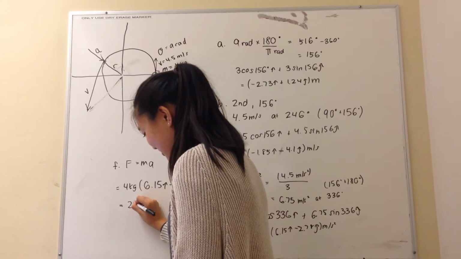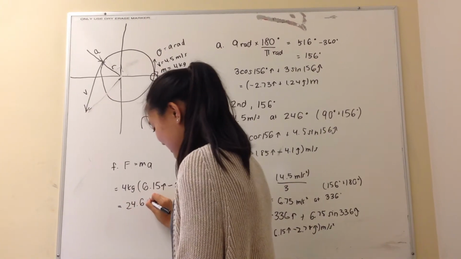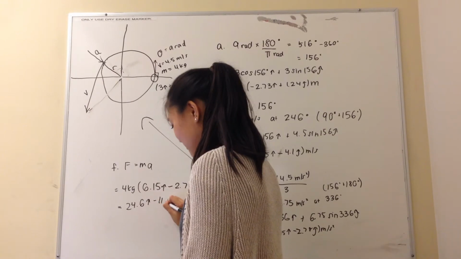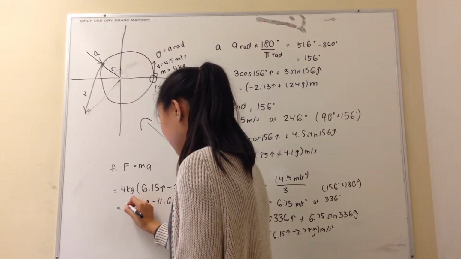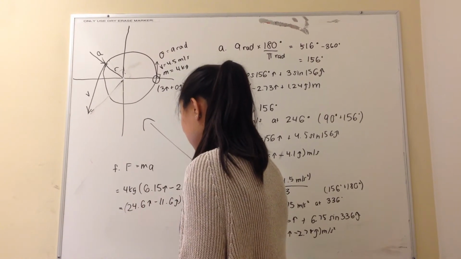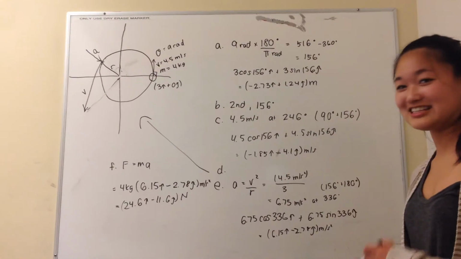So then you get 24.6 i minus 11.6 j newtons. So yeah, that's number 15.